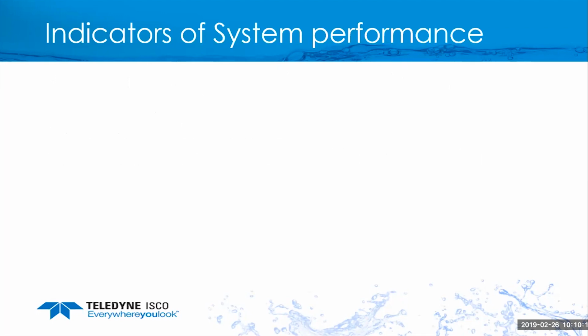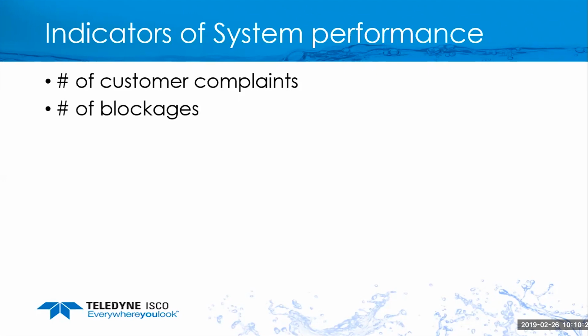So what are the indicators of your system performance? Number of customer complaints. You can use flow meters to determine if you have a problem, or you can rely on your customers. If you have few complaints, there are probably fewer problems. But if you start getting a lot of phone calls that they're having sewer backups in their area, you can pretty much determine that there's infiltration somewhere that's causing the problem, or blockages in the line.